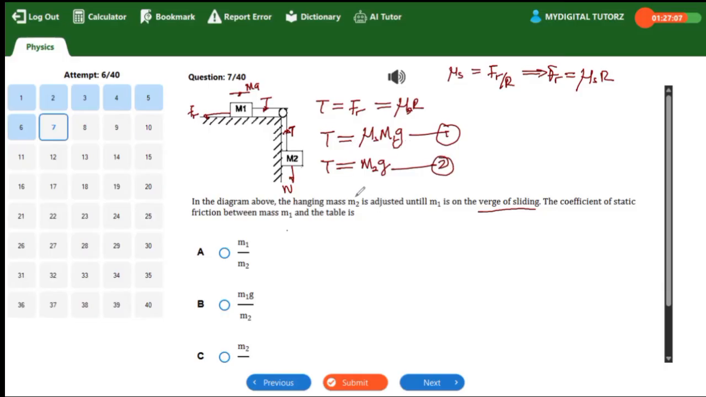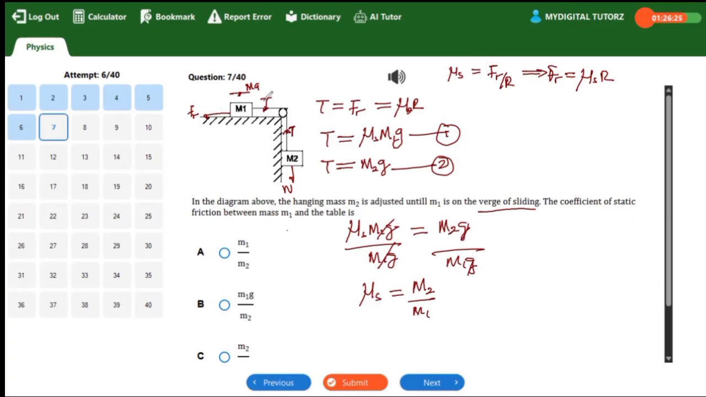We can now equate the two by saying that mu s m1g equals m2g. Since we are looking for mu, we divide both sides by m1g. Therefore, mu s will be equal to m2 over m1, since we cancel g. I hope this is understood. Had they said the body is moving, then we would talk about the unbalanced forces. Remember, unbalanced forces cause acceleration. They also cause deceleration. But here, the two bodies are at rest.